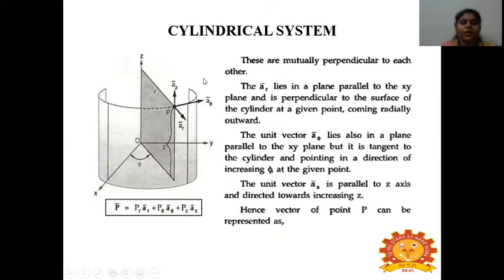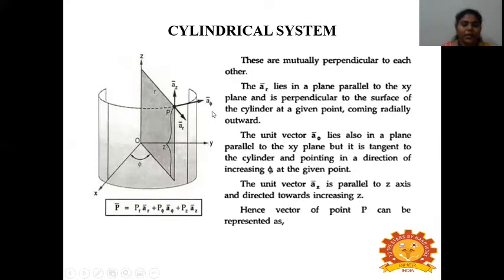Next up, we know what the unit vectors are. Here there are three axes, so we will have three unit vectors, and the three vectors will be mutually perpendicular to each other. The AR vector lies in a plane which is parallel to your XY plane, and it is perpendicular to the surface of the cylinder at the given point, pointing radially outwards. That is, the radius is always in the radially outward direction.